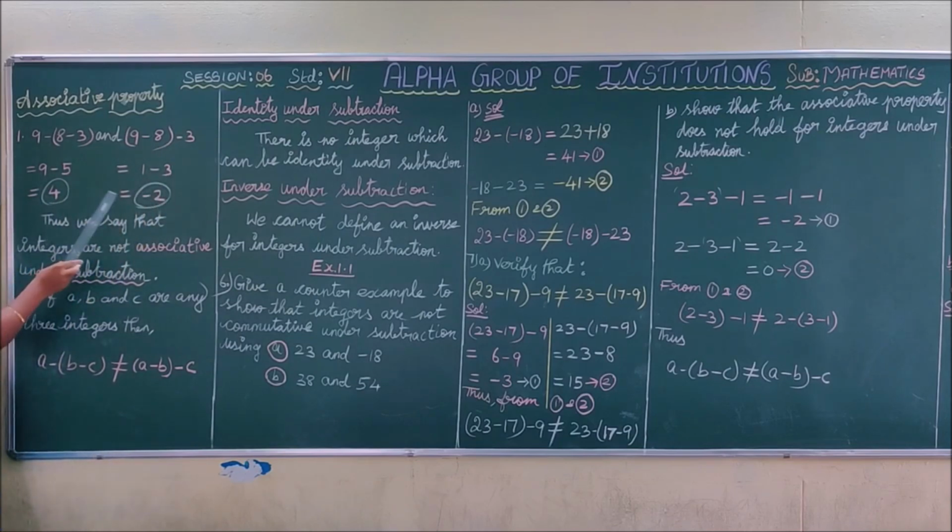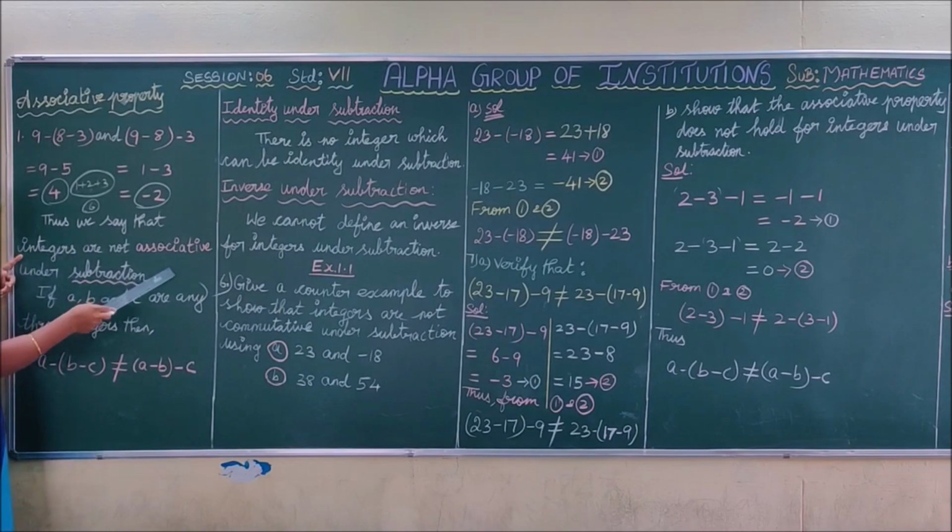So from this example, what have we concluded, children? We say that integers are not associative under the operation subtraction. But in the case of addition, integers are associative. If you take three integers, 1 plus 2 plus 3, what do you get as the answer? 3 plus 2, 5, 5 plus 1, 6. If you add in any order, you get the answer 6 only. But in the case of subtraction, the integers fail to be associative, children.